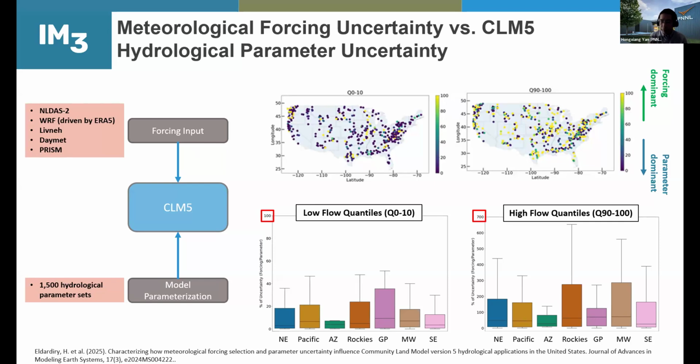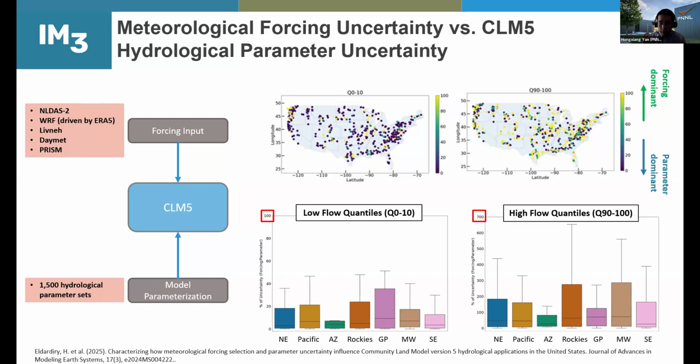We found really interesting results. I just highlight 2 flow regimes: low flow quantile, 0 to 10%, and high flow quantile, 90 to 100%. More green and yellow color means more forcing dominated. More blue color means more parameter dominated. So we can see in the low flow regime, at the basin scale it is more parameter dominated.